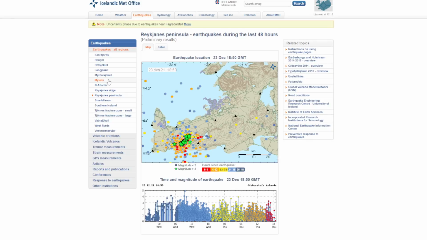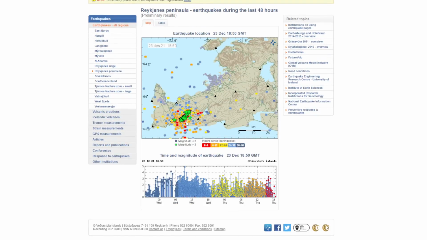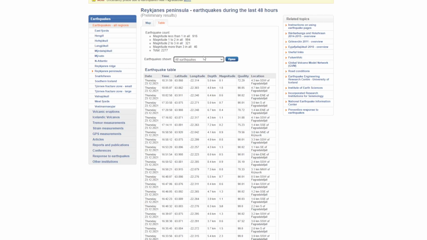So if we take a look, we'll zoom in here on the map. You can see all of these ones with the green star are earthquakes with a magnitude of over 3, which is fairly strong, which is why they are singled out. A lot of these, as I said, have occurred previous to today. But if we're taking a look at the total over the last 48 hours, we're looking at in this area over 2,200 that have occurred. And the seismic activity at Fagradalsfjall is still high.